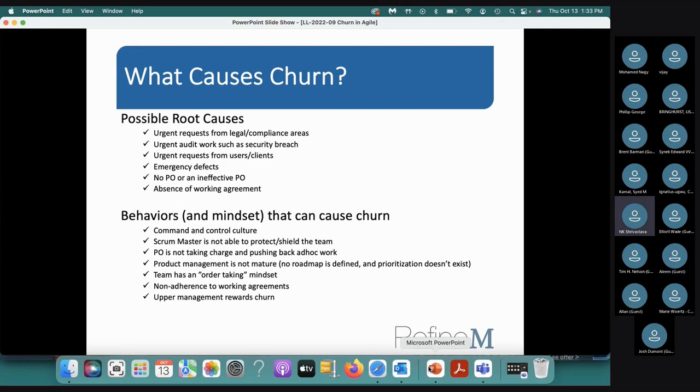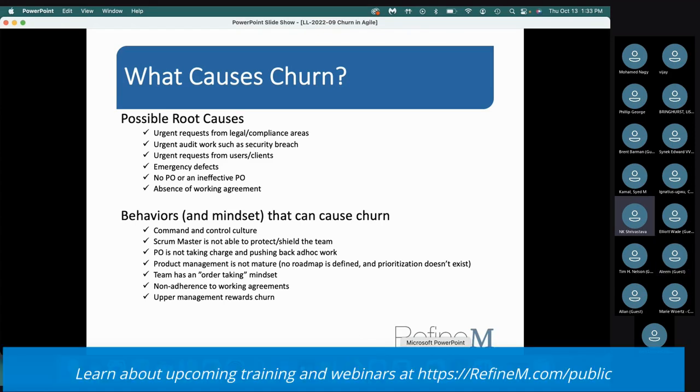And then the Scrum Master is not able to shield the team. That's the responsibility of a Scrum Master. If you are a Scrum Master or you know somebody who is, they are responsible for shielding and protecting the team. If they are not able to do it, that may cause churn. And the PO is not taking charge and pushing back the ad hoc work. So they are not functional, ineffective, like I was talking about. They are not able to push back.